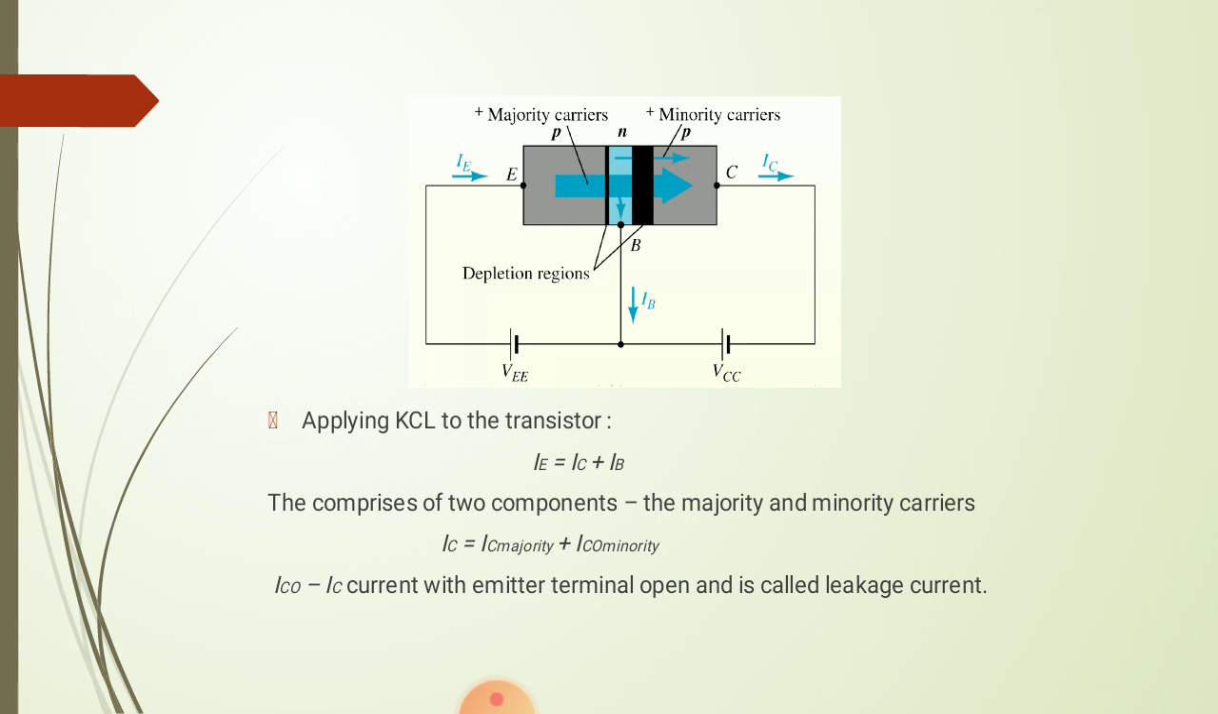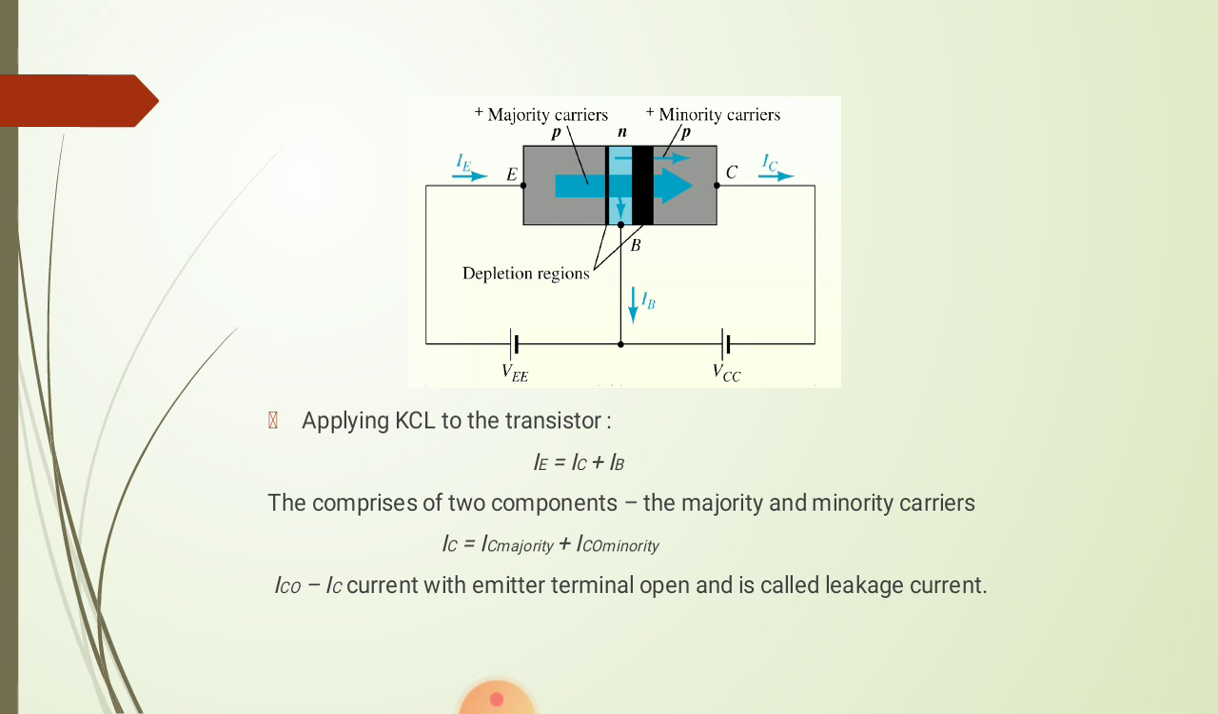The large number of majority carriers will diffuse across the reverse-biased junction into the p-type material connected to the collector terminal. Majority carriers can cross the reverse-biased junction because the injected majority carriers will appear as minority carriers in the n-type material. By applying KCL to the transistor, IE is equal to IC plus IB, meaning the emitter current is always equal to the collector current plus the base current.